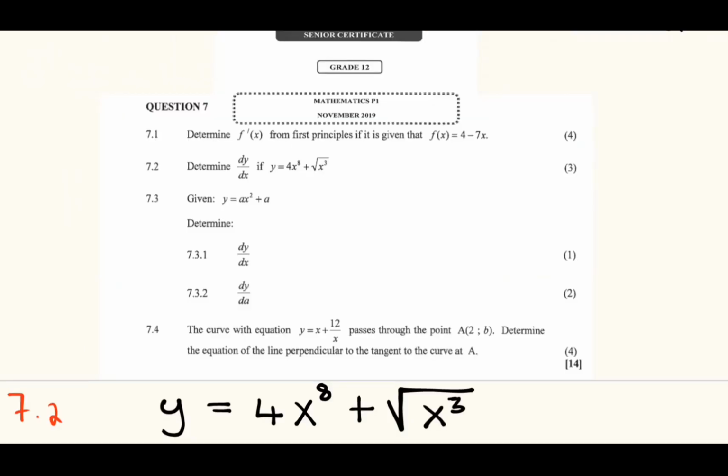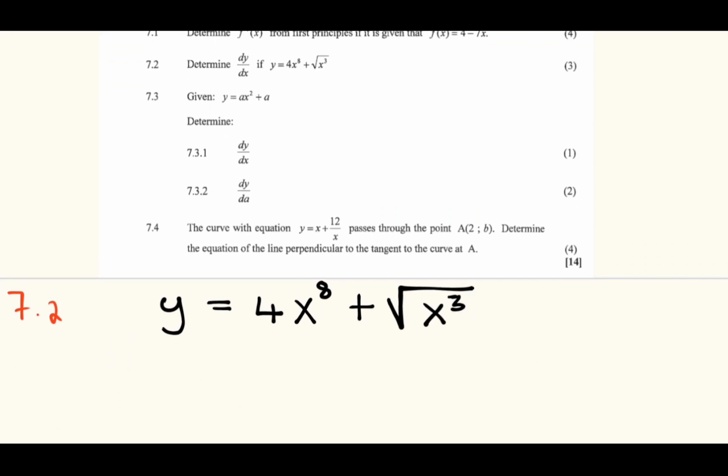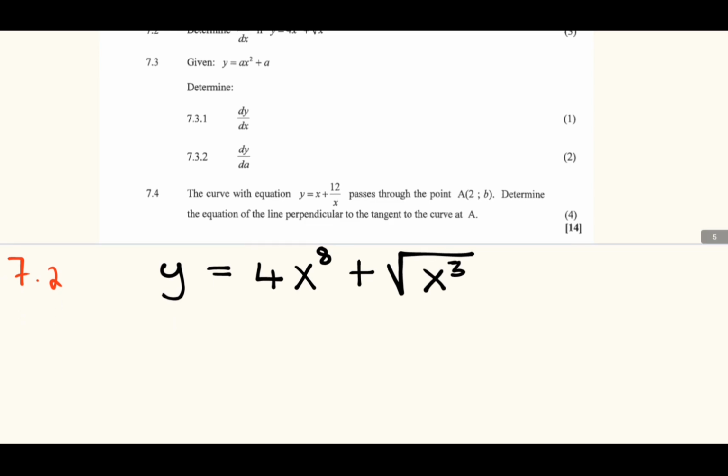Question 7.2, we have to determine dy over dx if y is equal to 4 multiplied by x to the power 8 plus the square root of x cubed. So we are going to differentiate this using the power rule and not the first principle. So we have y is equal to 4 multiplied by x to the power 8. So it will be much easier for us to differentiate the square root of x cubed if it is expressed as x to the power 3 over 2.